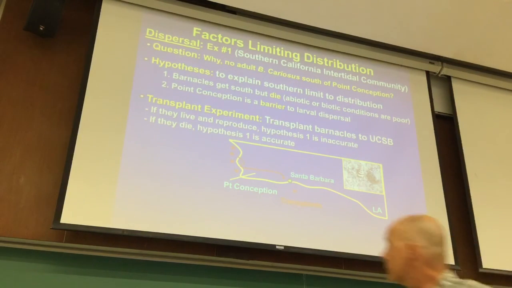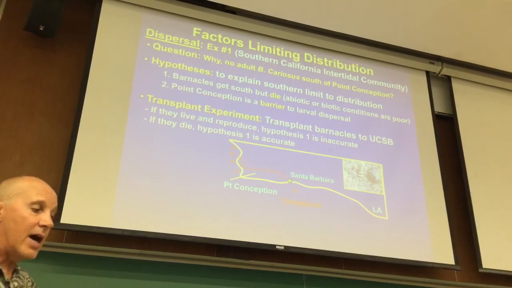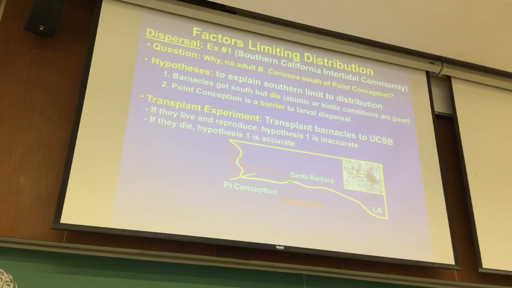Now, here's the trick on this. If I transplant them and they die, am I going to accept or reject hypothesis 1 that the conditions are poor? I'd accept it. However, I can only accept that hypothesis if I have a what in terms of my experiment? If I just move them down here, plunk them in, and they die, do I have high confidence that the conditions were poor? What am I missing? A control for what? The control for the transplant itself.